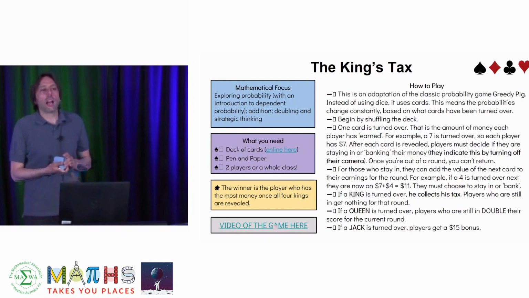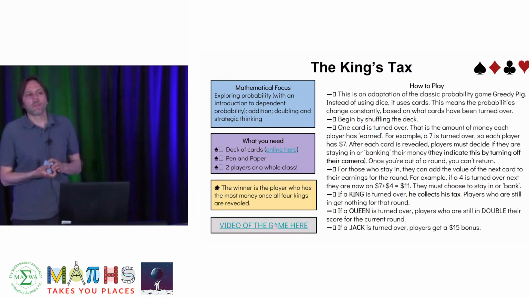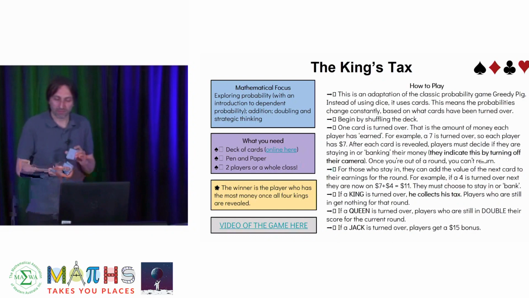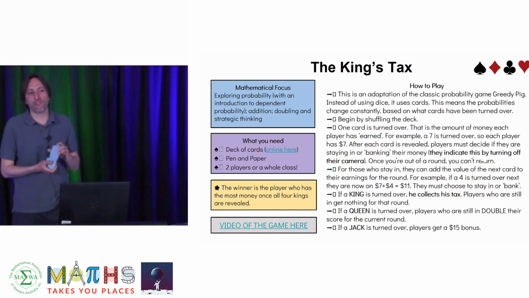There are some special cards that need to be thought about. If a king is turned over, he collects his tax. Players who are still in the game get nothing for that round. If a queen is turned over, players who are still in double their score for the round. And if a jack is turned over, players get a $15 bonus.